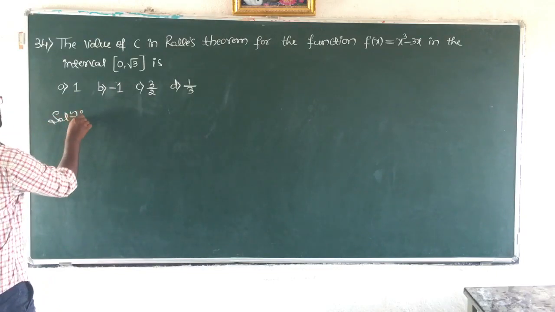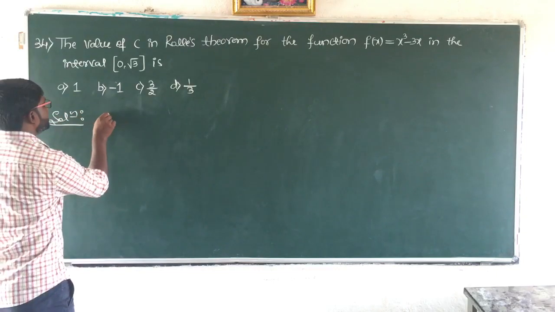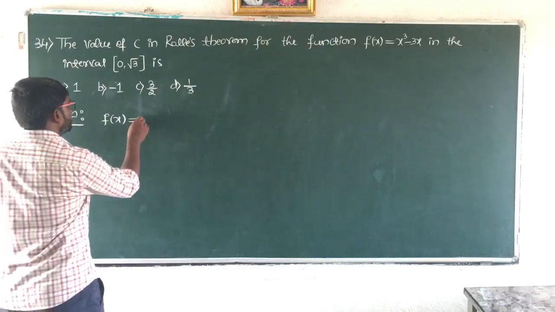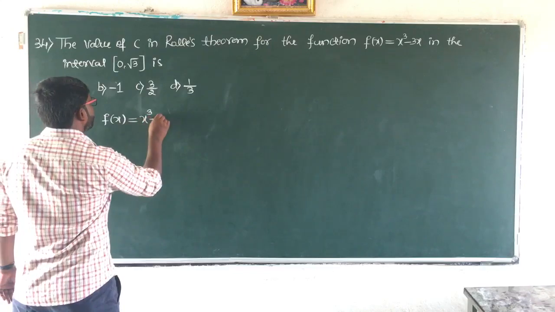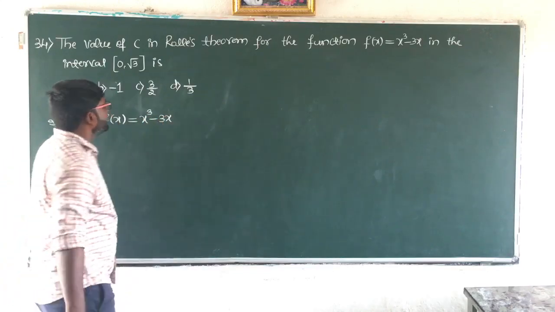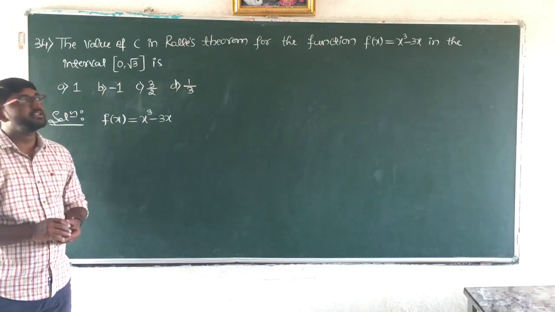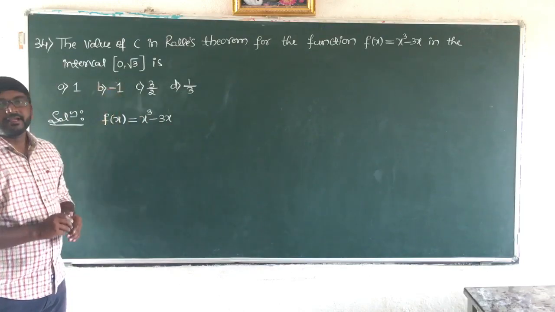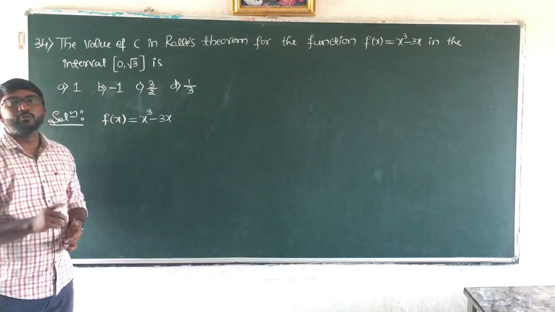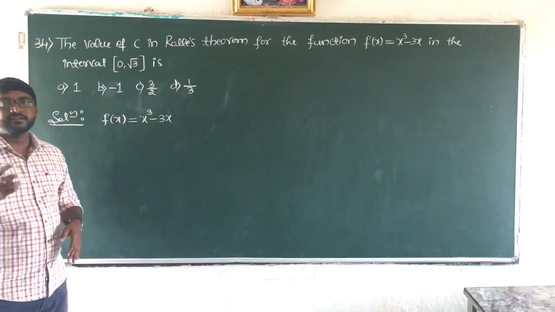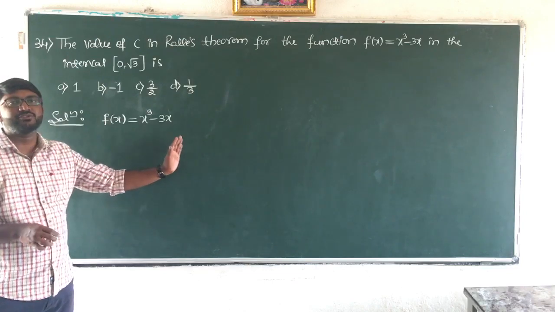The given function is f of x equal to x cube minus 3x. This function will be continuous in the closed interval 0 comma root 3, and differentiable in the open interval 0 comma root 3. Then we have to check the third condition, that is f of a is equal to f of b.